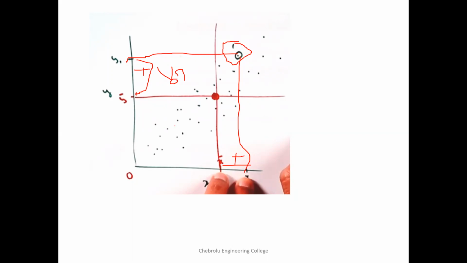If you consider this, the formula would be like this: x1 minus x bar and y1 minus y bar. The variance is equal to (x1 minus x bar) times (y1 minus y bar). So this is called variance.